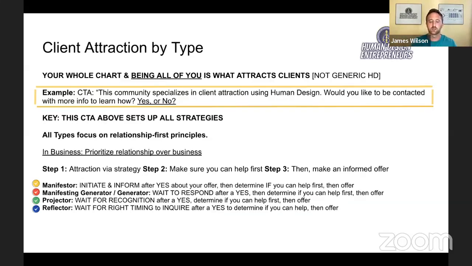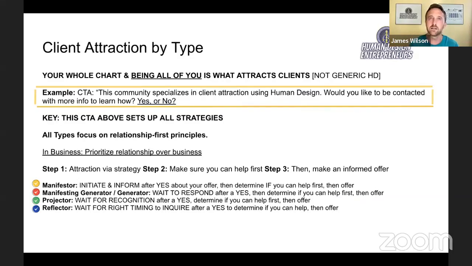It's asking the question of, do you want to hear about this, and bringing people to you. So step one is setting up this attraction type of question for your strategy. Step two, this is essential too, is rather than just pushing your offer right away, that's not the emphasis for any design type, I would say. It's making sure, if you tuned out at all, listen to this part. Make sure you can help them first. That will go a long way.